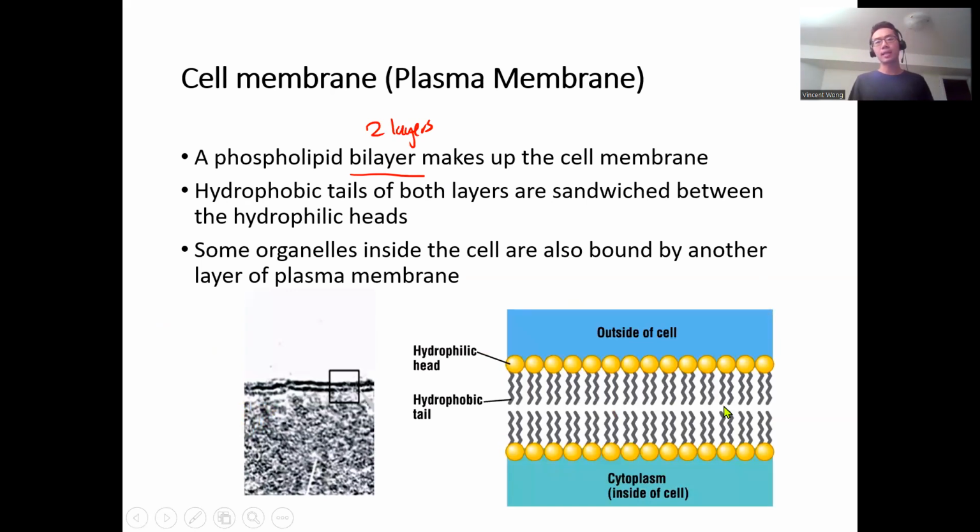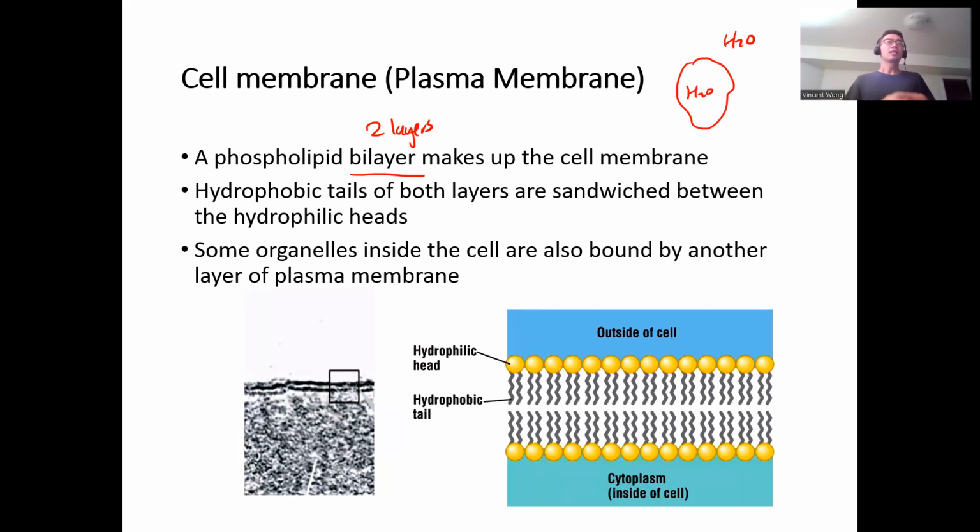So if you think about a cell, this is a cell. The outside of the cell is mostly water. The inside of the cell, the cytoplasm, is also mostly water. So they are hydrophilic environments, which makes sense to have the hydrophilic heads facing either outside or inside. If you look at the electron microscope picture here, that's an actual cell membrane. The two thick black lines are the hydrophilic heads, and the white gap in the middle is the hydrophobic tails.